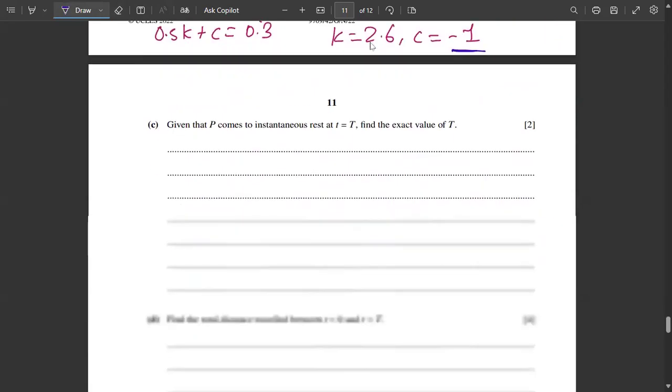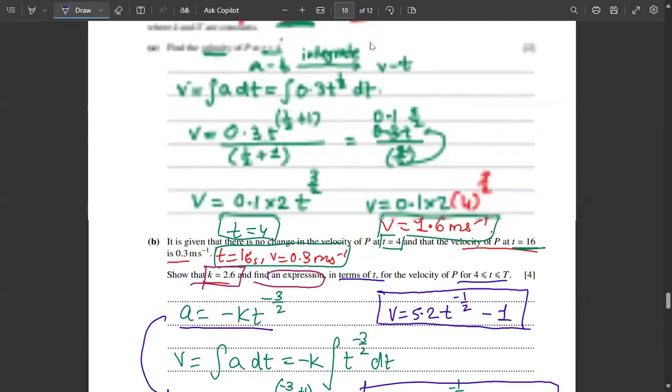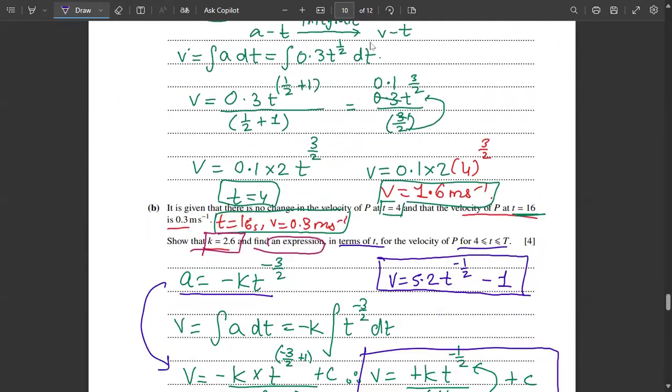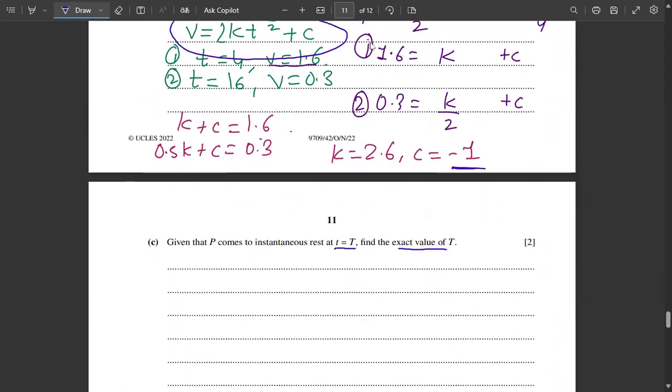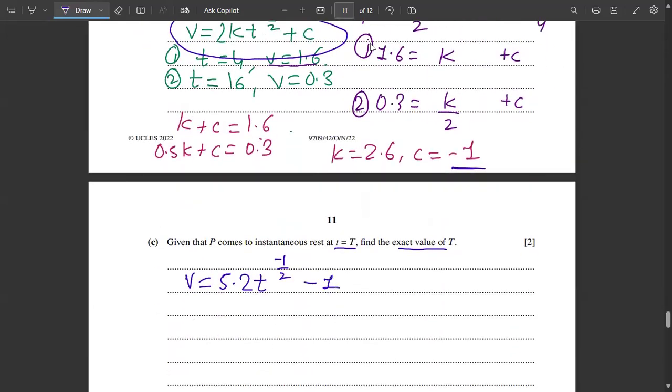Now let's go to the part C question. Given that P comes to instantaneous rest at t equals T, find the exact value of T. Now this capital T comes in this equation. And if I integrate this, this is the answer which I get. So let me rewrite it. v equals 5.2 t raised to minus 1 by 2 minus 1.